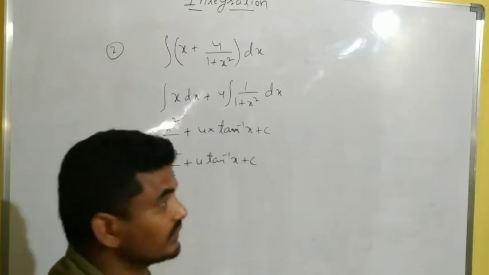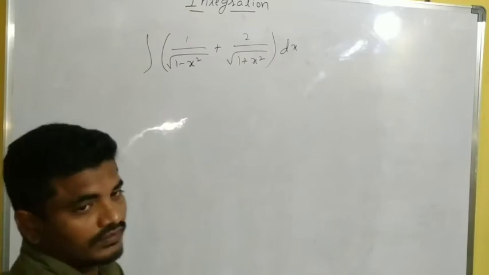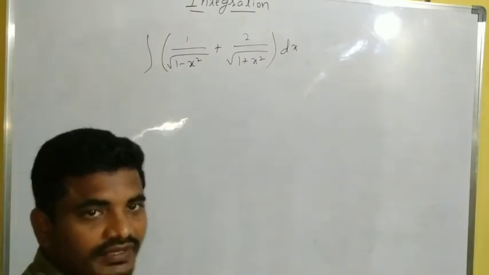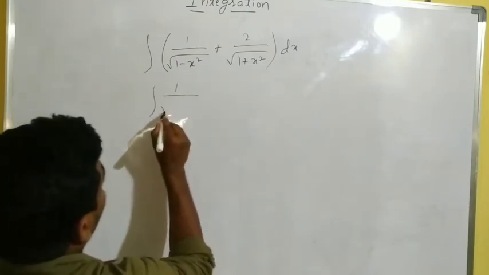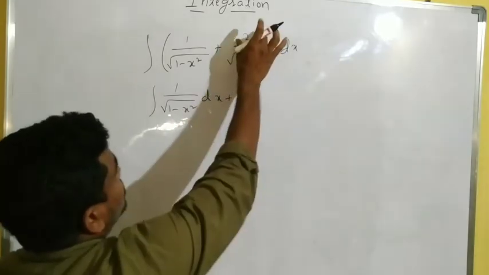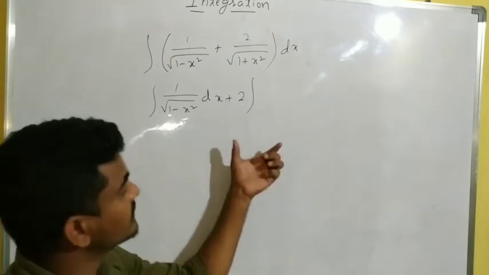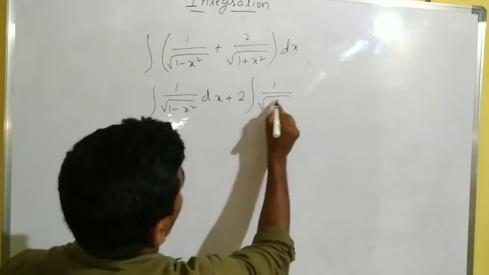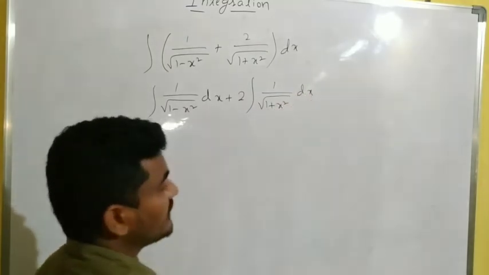This is the answer of this question. And next question. Now this question also has two terms that I am taking as individual. Integration of 1 by root over 1 minus x square dx, and this 2 is a constant, that's why I am taking it to the left side of the integration sign. And next, what is inside is 1 by root over 1 plus x square dx.